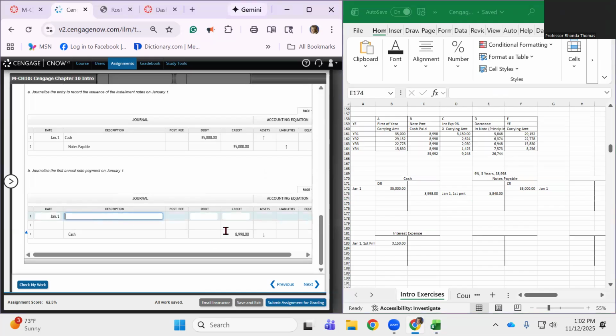So let's show that. Let's do notes payable first, $5,848. And then the second part is interest expense. When we pay back the note, the payment is interest and principal payment. And the good thing about interest expense is we get to use that on our income statement. Interest is the cost of borrowing money.